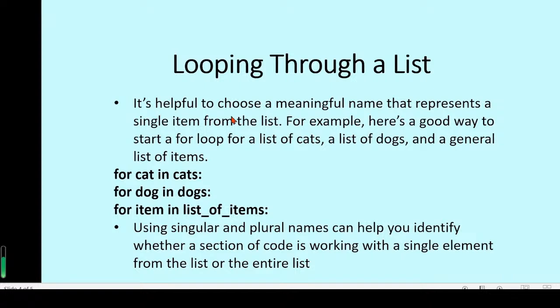It is helpful to choose a meaningful name that represents a single item from the list. For example, here is a good way to start a for loop for a list of cats, a list of dogs, and a general list of items. We can write, for cat in cats, for dog in dogs, or for item in list_of_items. Using singular and plural names can help you identify whether a section of code is working with a single element from the list or the entire list.